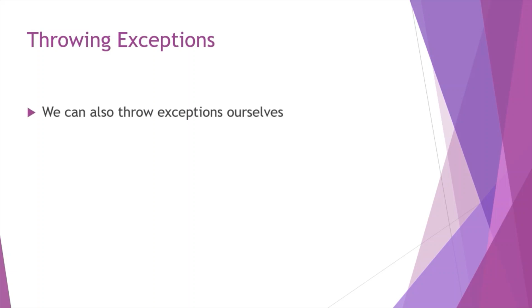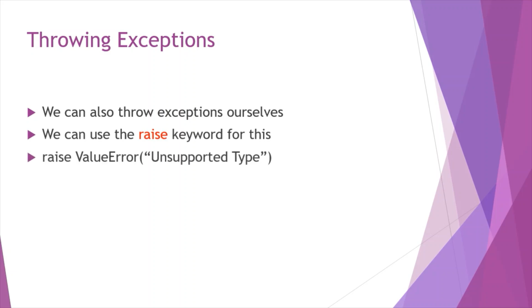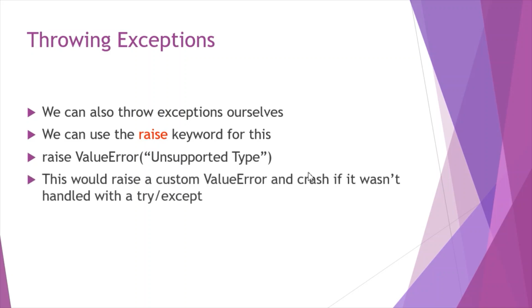We can throw exceptions ourselves. We can use the raise keyword for this. So for example, we raise a value error with an unsupported type here. But if this isn't in a try and except block where it actually raises it, it will again crash the program. This would raise a custom value error and crash if it wasn't handled with a try and except.